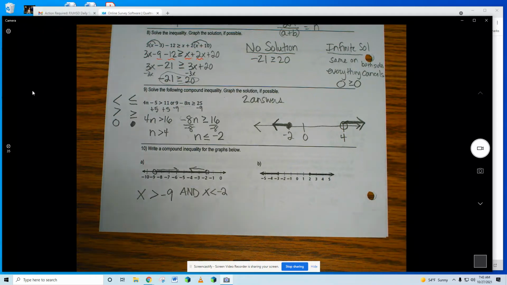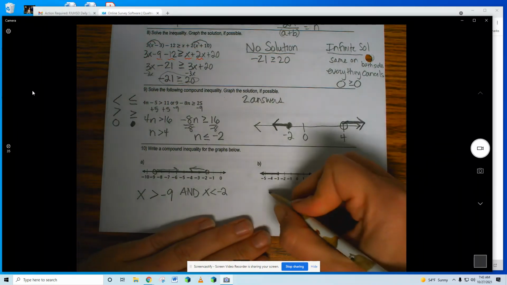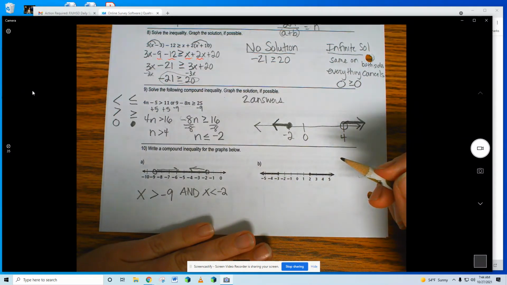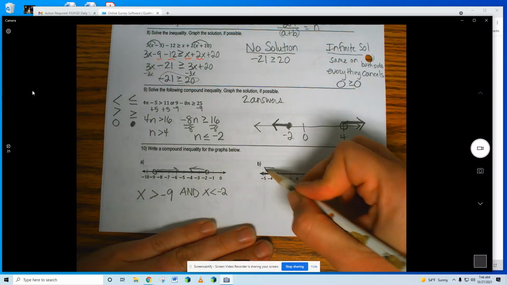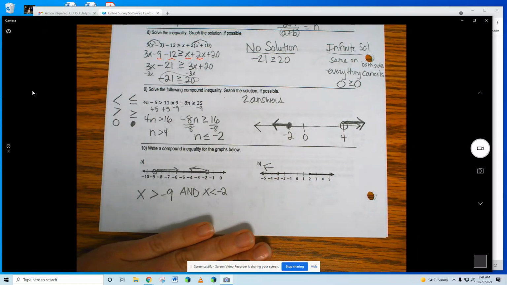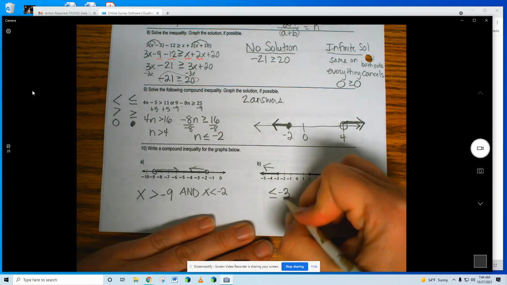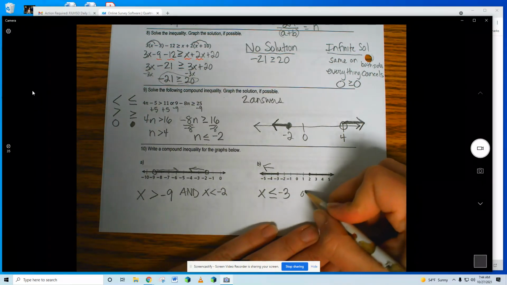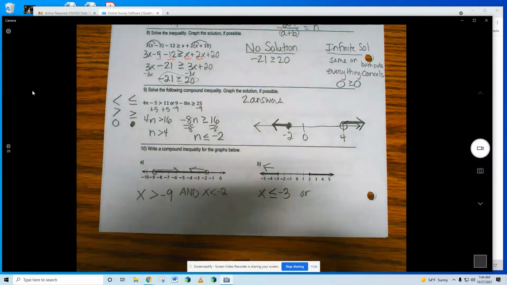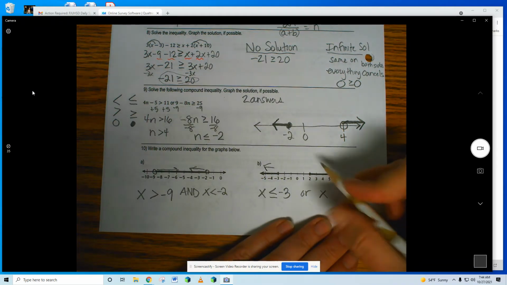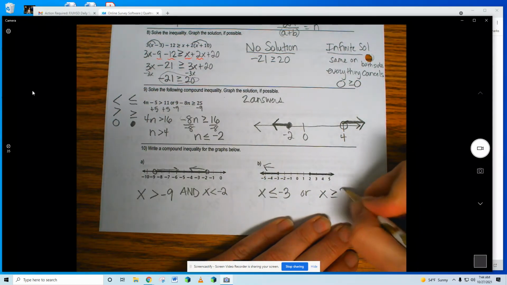This closed circle right here is what? Negative 3. It's a closed circle going to the left. What does that mean? Less than, greater than, less than or equal to, greater than or equal to? Less than or equal to negative 3. Or, is this all coming back to you guys? Greater than or equal to 2.